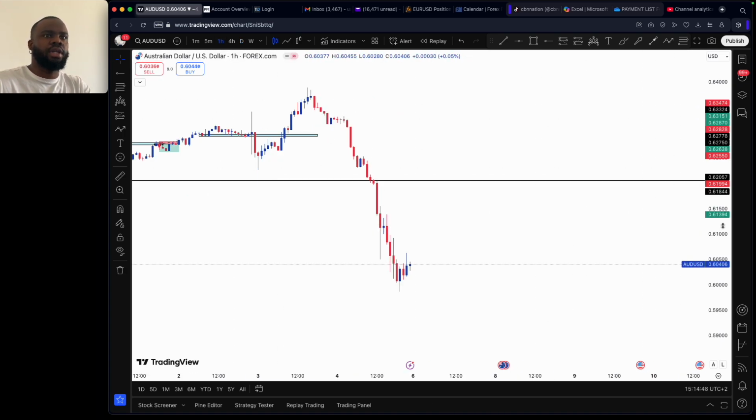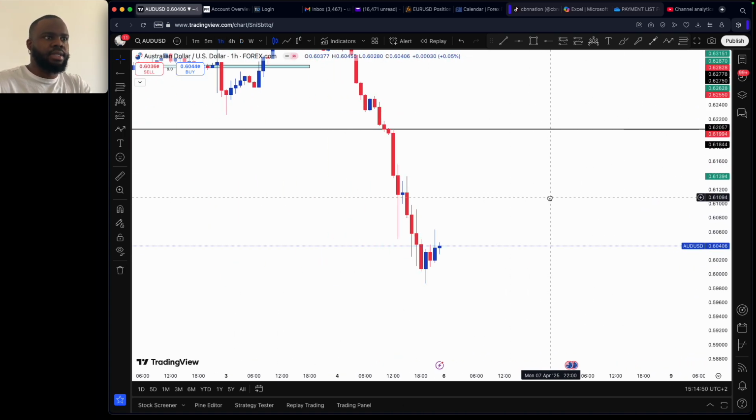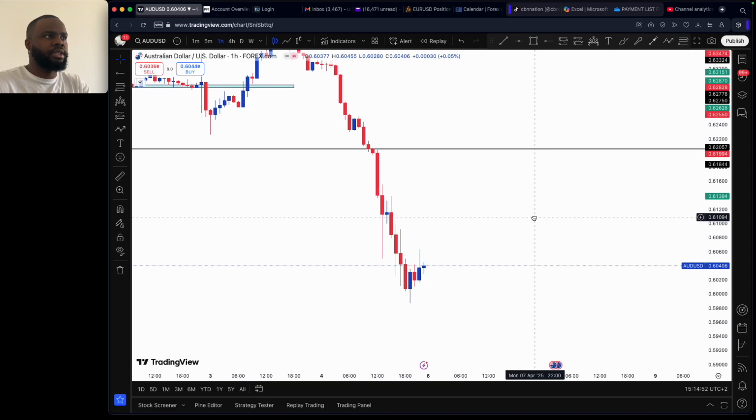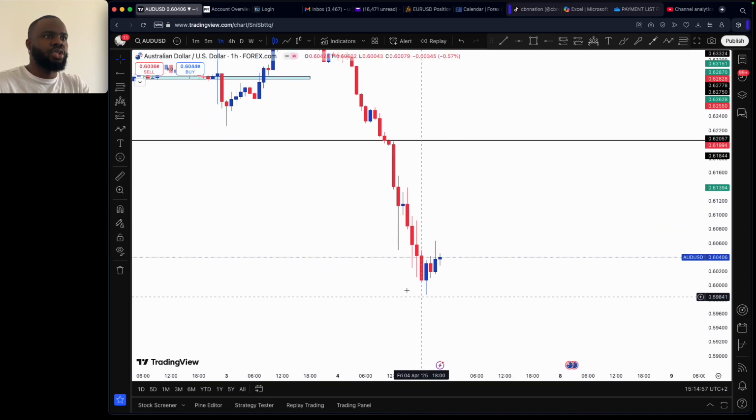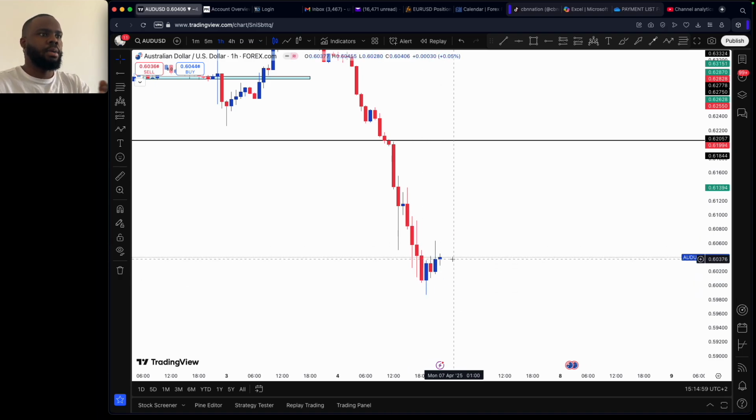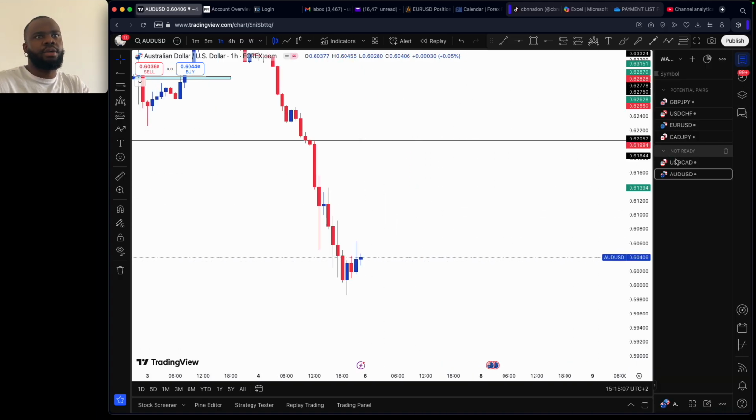So if you go to the 1 hour time frame, I can't see any structure form yet. So we'll wait for the price to open to see if there is going to be more market structure formed in order for us to have a trading plan to trade AUD USD. So for now, I will keep USD CAD and AUD USD inside the not ready folder. So that will be closed.